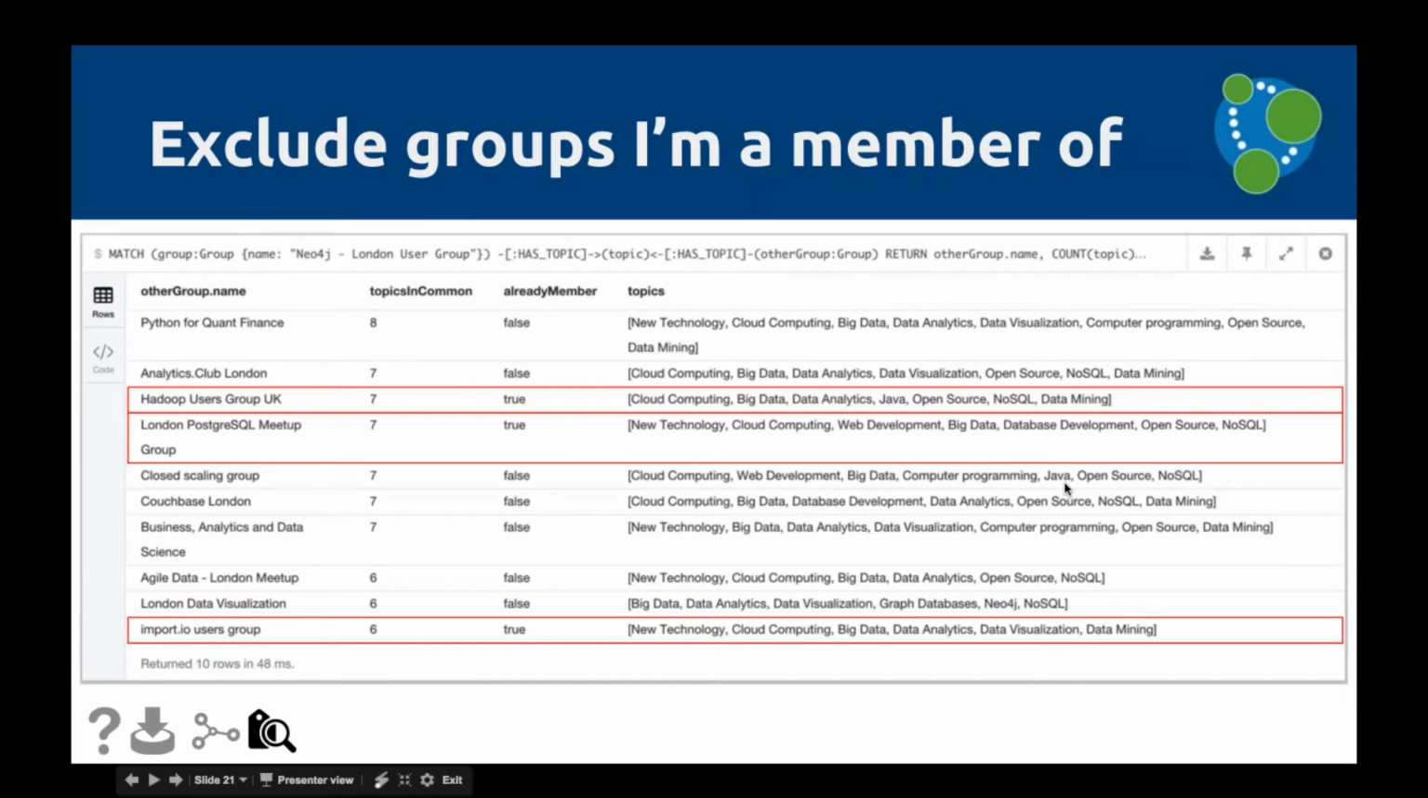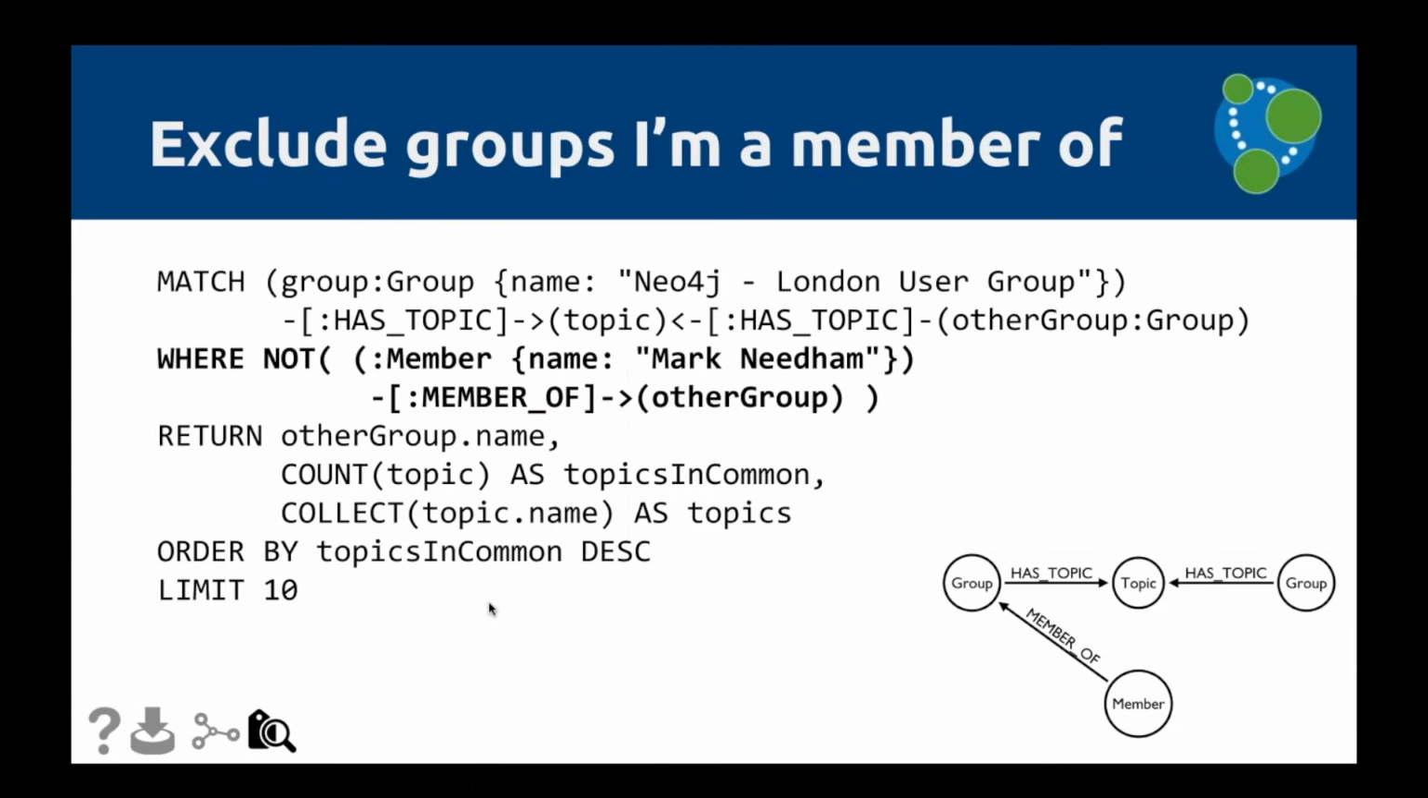And so if we run that, then we get back some result that looks like this. So I've still got the same result. So it's still showing Hadoop users group UK. It's still showing Postgres. It's still showing import IO. But now it has a true value there. And so obviously that leads us to the next query, which is, well, okay, that's cool that you can tell me I'm already a member, but just don't show me it.